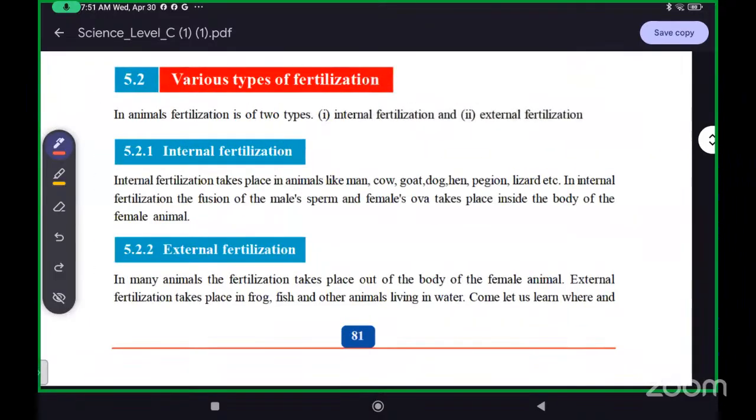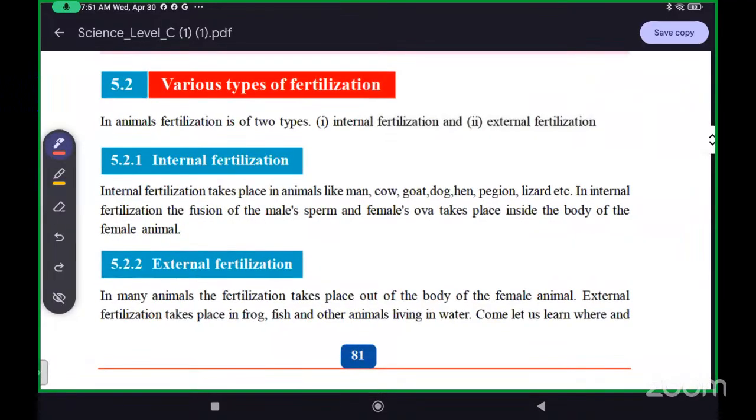Now, when we talk about fertilization, further, there are two types of fertilization that take place. One is known as internal fertilization. Another one is known as external fertilization. What's the difference between internal and external fertilization? Internal fertilization takes place inside the body of the organism. The fusion of the egg and the sperm, and then the formation of zygote and then its development, all that happens inside the female organism. Okay, that is internal fertilization.